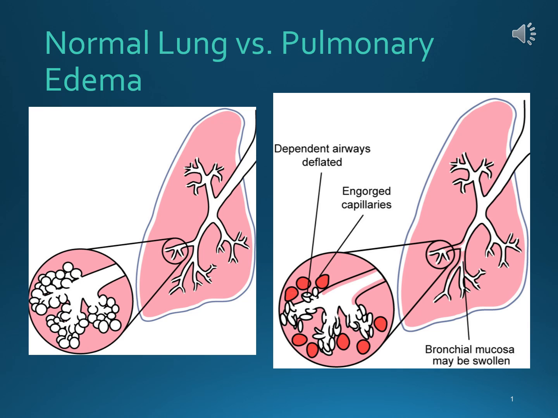This pictures a normal lung and a lung with pulmonary edema. You have engorged capillaries from the back pressure, and the dependent airways are deflated because of the inability of the air to get into them. So you have diminished capacity for gas exchange. Your bronchial mucosa can also be swollen from the back pressure of fluid from the lungs.